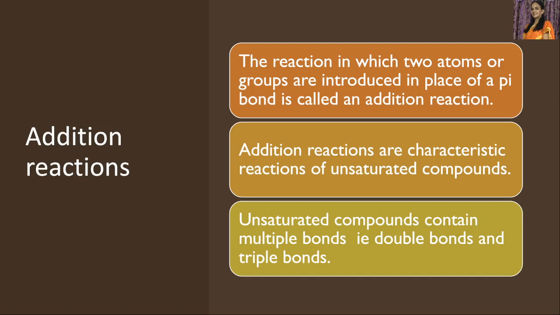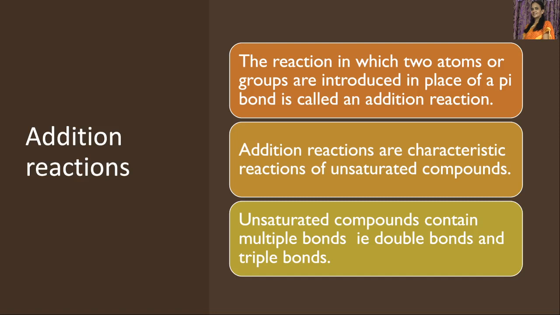So, in any reaction, if either two atoms or two groups of atoms are introduced in place of a pi bond, then that particular reaction is called an addition reaction. This we should remember. Generally, addition reactions are shown by unsaturated compounds. So, addition reactions are the characteristic reactions of unsaturated compounds.